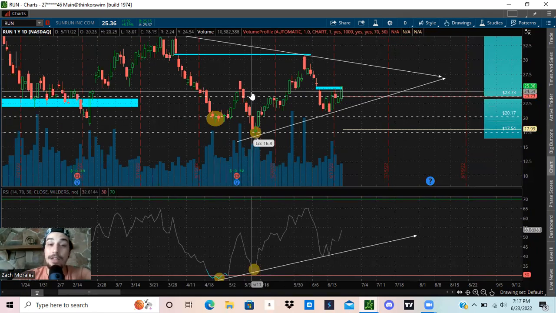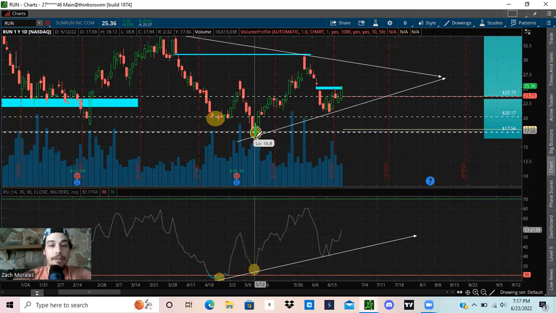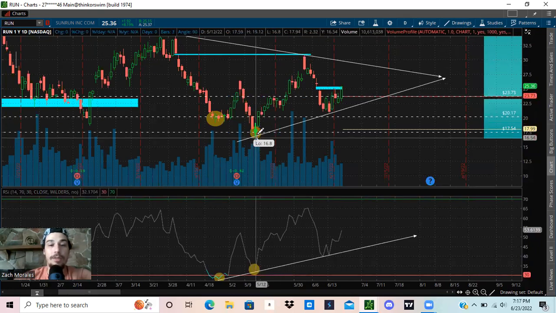And potentially, it's not a guaranteed 100% signal, because if it was, we'd all be millionaires and everybody would be doing this every day. But we did have a very amazing rally. We popped up about 86% in 24 days off that initial bullish divergence.